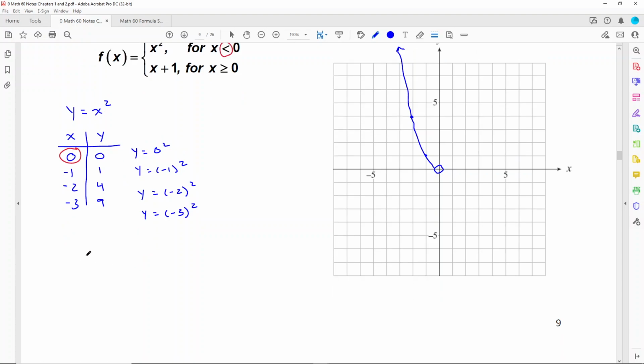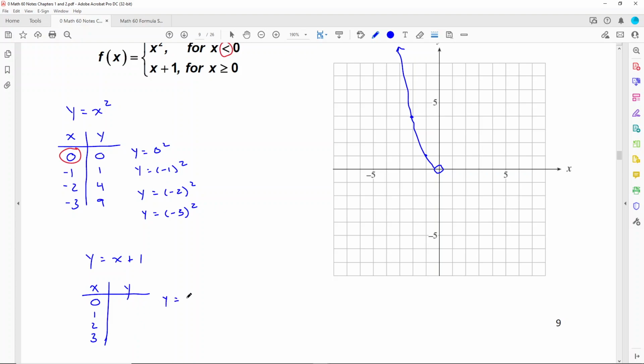So the next piece is y equals x plus 1 for any x value greater than or equal to 0. So this time I'm going to start at 0 again, but I'm not going to put a circle. It's not a ghost point. So I'm going to pick points like 0, 1, 2, 3, however many I feel I need to get a picture of what it looks like.